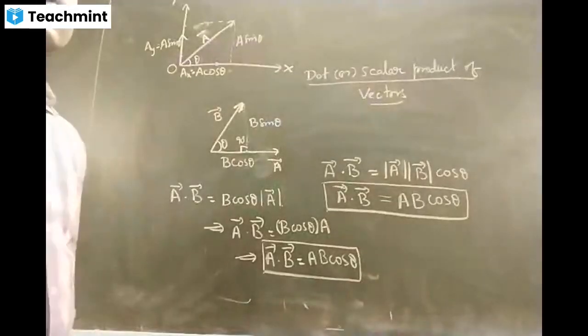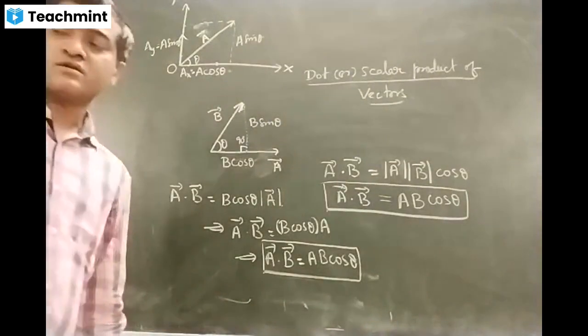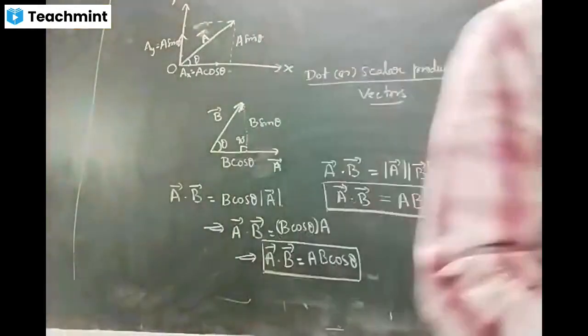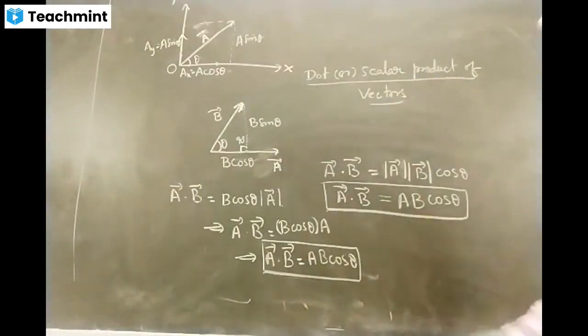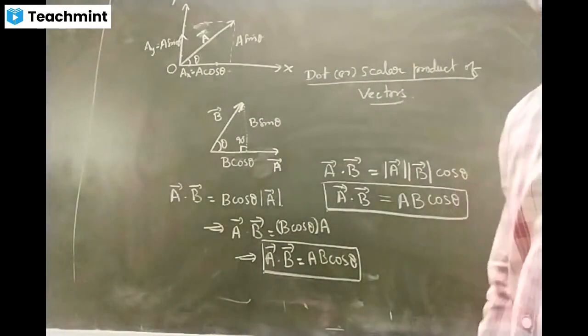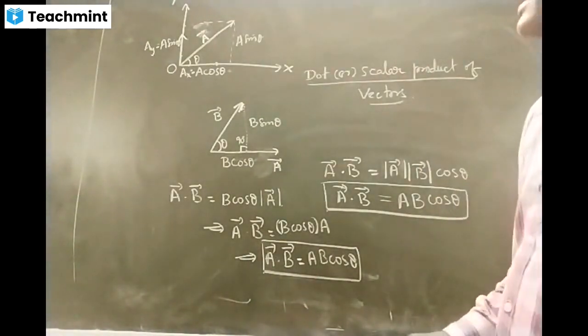I have remembered the formula. Nothing much to do with the theory, right? So this is how we have defined the dot product of two vectors as AB cos theta. Now, how can I resolve vector A bar?